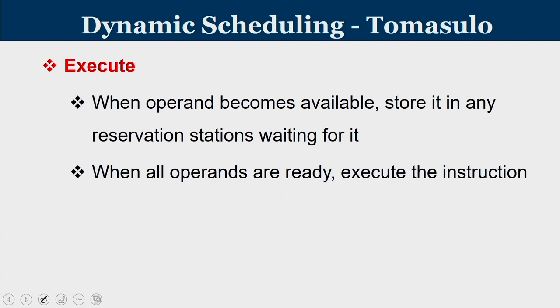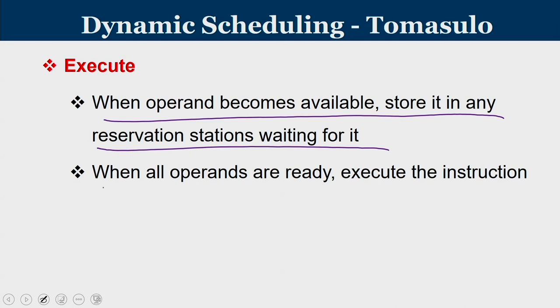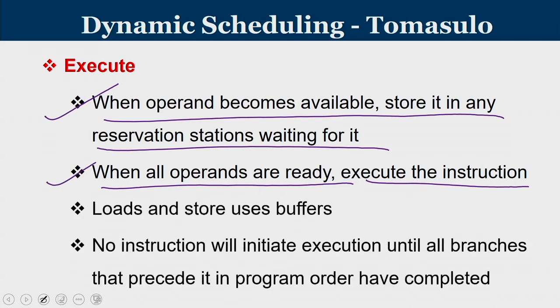In the case of execute, these are the operations that are waiting in the reservation station. When an operand becomes available, store it in the reservation station waiting for it. That is what you have to do. When all the operands are ready for an instruction waiting in the reservation station, you execute the instruction. When an execution is over, update all the reservation stations, because some of the following instructions may be waiting for the result of this. When all operands are available for instructions waiting in the reservation station, carry out the operation. Loads and stores have to use buffers. That is what we have seen in the diagram.